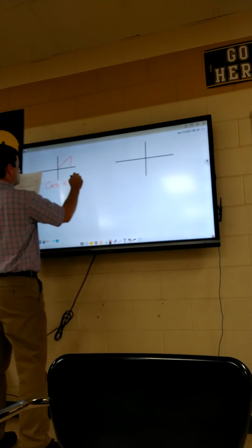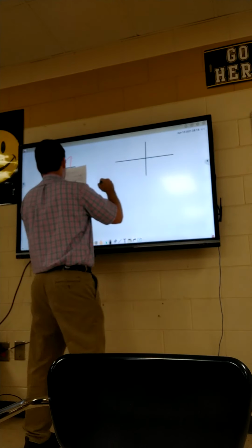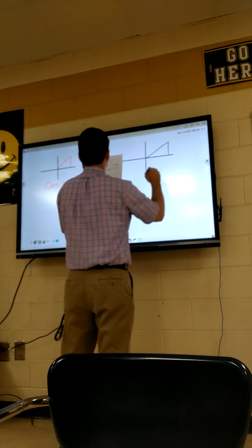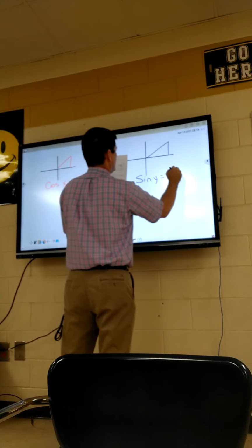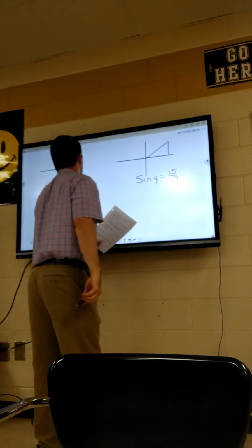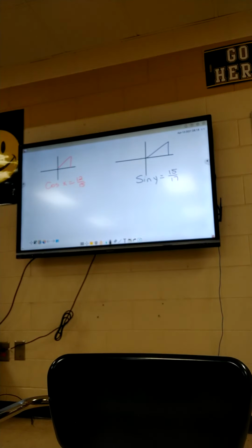cosine of x is 12 over 15. First quadrant, sine of y is 15 over 17. I'm going to work through these for Charlotte. If you know what you're doing, go ahead and label all 3 sides of both triangles. You've got to be able to do this step to be able to do the last 10 problems. If you can't label the triangles, you're going to miss the last 10 problems.